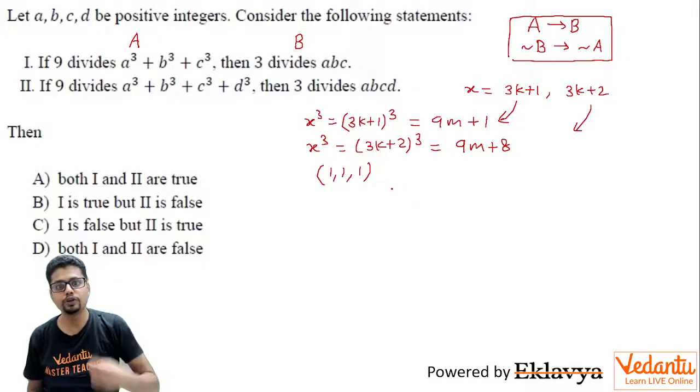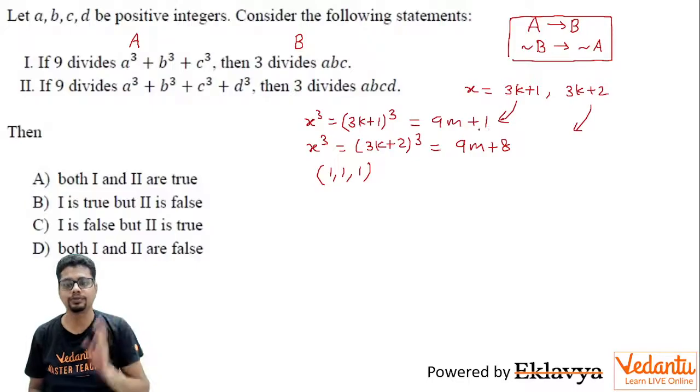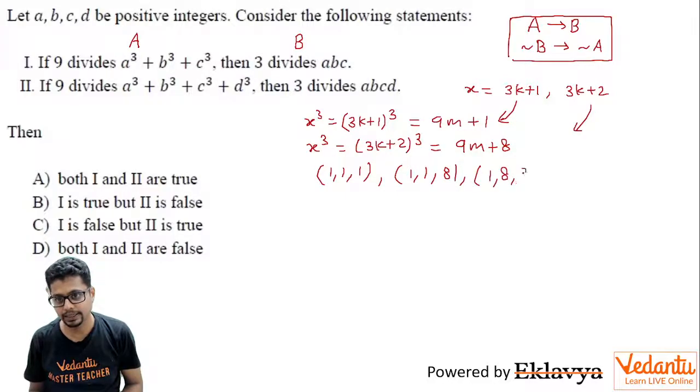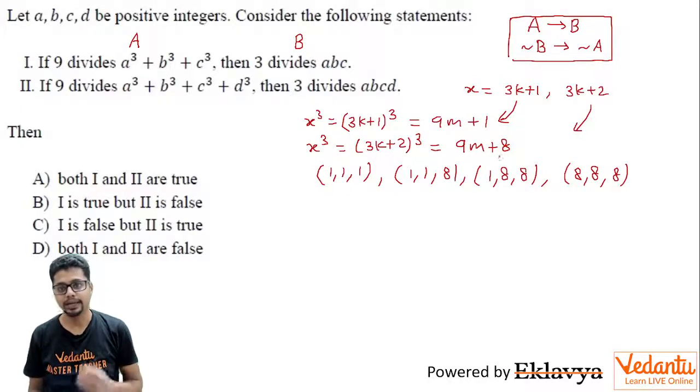That means a cube, b cube, c cube, all 3 are of the form 9m plus 1. Or the 9m plus 1 form can come twice, and 9m plus 8 can come once. Similarly, 1, 8, 8, that means out of a cube, b cube, c cube, 2 are of the form 9m plus 8 and 1 is of the form 9m plus 1. Or all 3 a cube, b cube, c cube are of the form 9m plus 8.